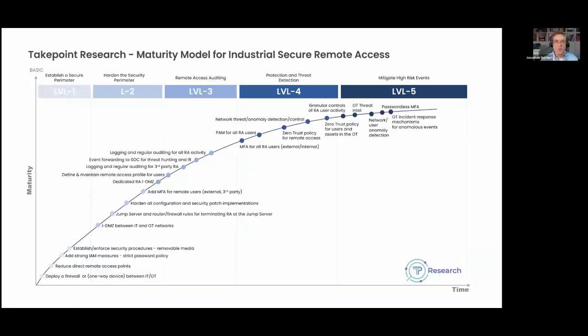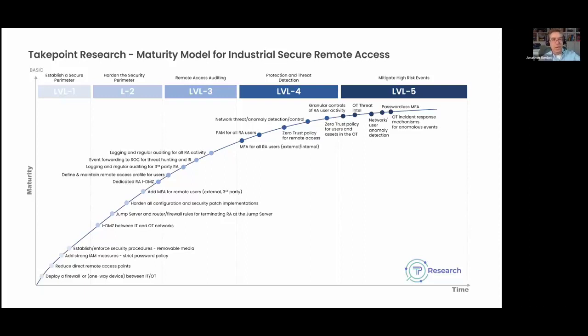Flipping off in another direction, really now looking at some of the technology. The slide that we have up here, and again, I don't have too long to spend on this, is a slide that presents our maturity model. So this is Takepoint Research's maturity model for secure remote access. And it illustrates the fact that there are a lot of diverse approaches and levels or stages of maturity with regards to just securing the remote access within these environments.